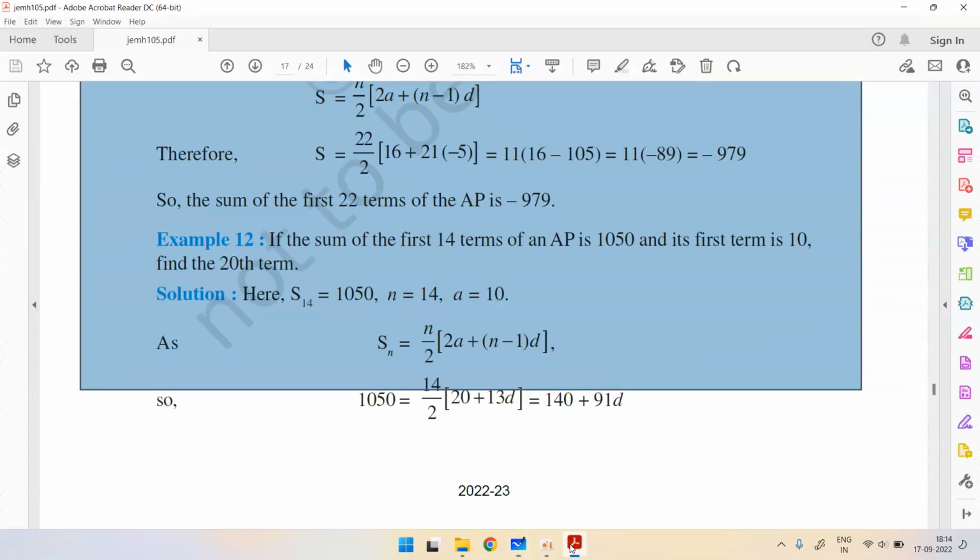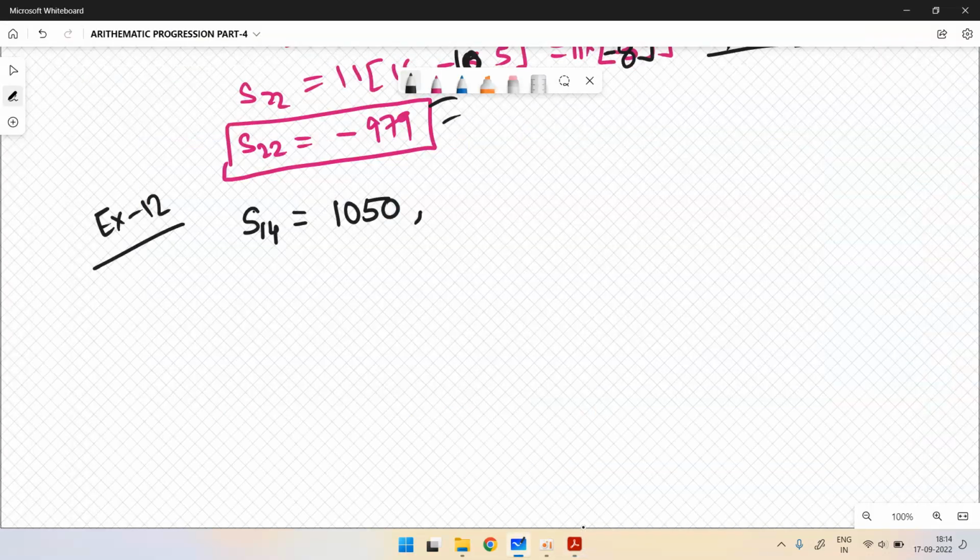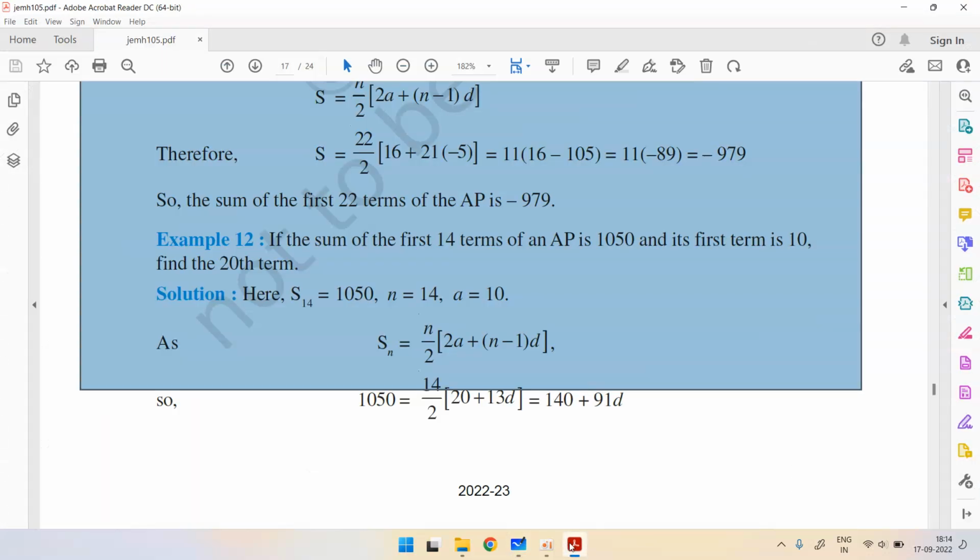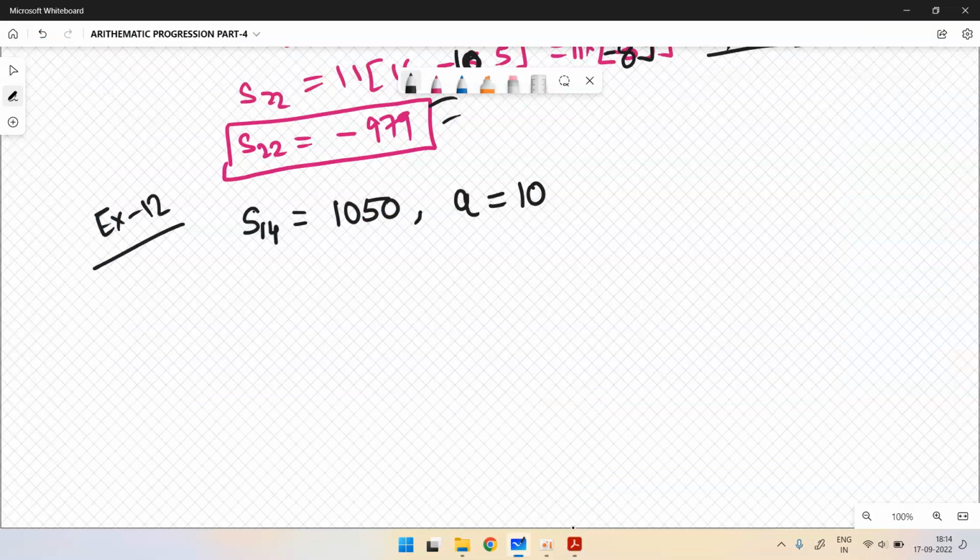Now what else is given? That the first term is 10, which implies a equals 10 here. We need to find the 28th term.